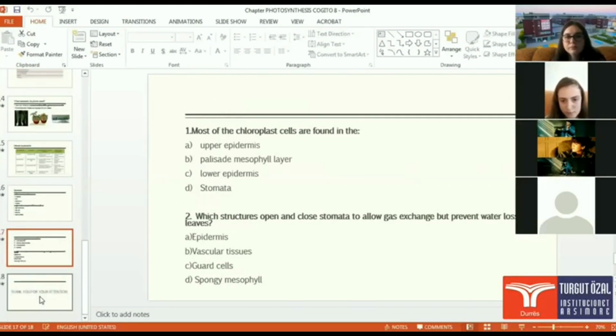Now let's go to the other one. Gentiana, can you read it, please? Most of the chloroplast cells are found in the palisade mesophyll layer. Very good, in the palisade mesophyll layer. Sibora, the second one. Which structure opens and closes stomata to allow gas exchange but prevent water loss in leaves? C, guard cells. Okay, very good.